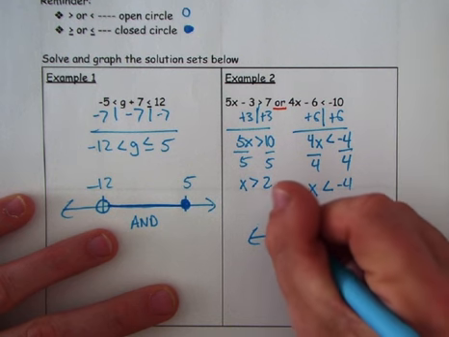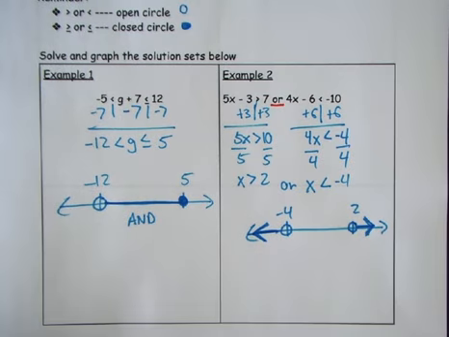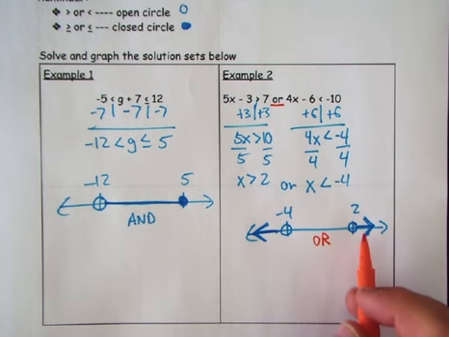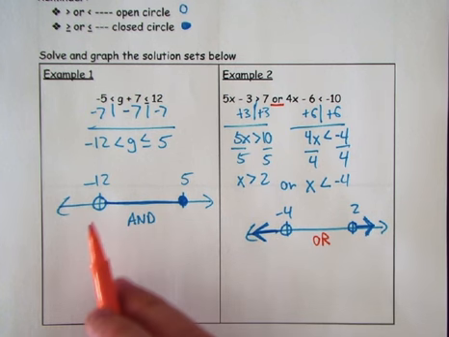Less than is an open circle going to the left. Remember, this is an "or" situation. These look like oars of a boat, right? This is the boat, an "or" going to the right, or going to the left. Here we had an "and", this is a sandwich.